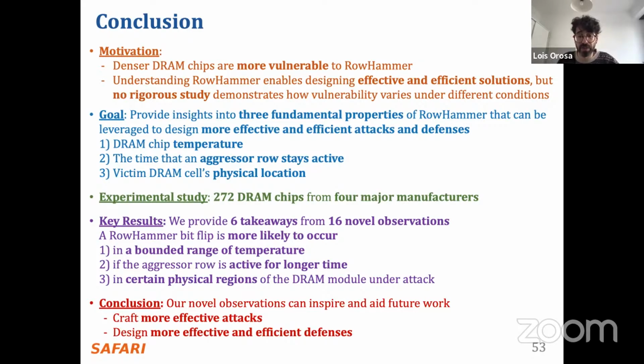Based on our findings, we propose several improvements. We believe and hope that our novel observations will inspire and aid future work on crafting more effective attacks and designing more effective and efficient defense mechanisms.